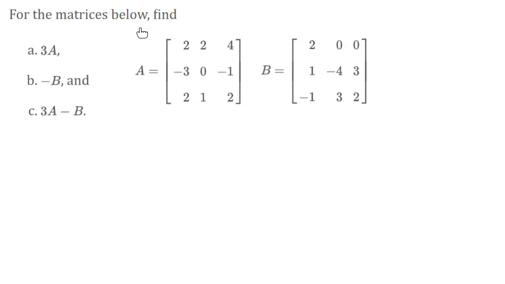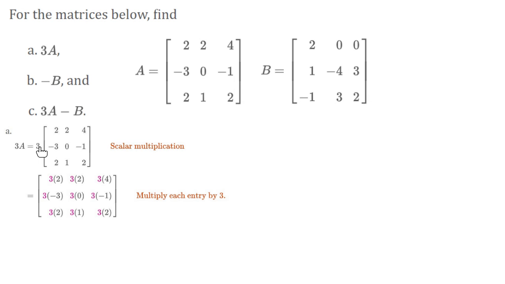So for the matrices below, given A and B, we want to find 3A. So here, the 3 is what we call a scalar, and we're going to multiply it to everything in A. Okay, so we have 3 times the matrix A. So I just wrote down the matrix A. And what we're going to do is multiply 3 times everything in here. So you can see the 3 is being multiplied to every single element. And so if we simplify, then we get 3 times 2 is 6, and so on. Okay, so that's how the scalar multiplication works.